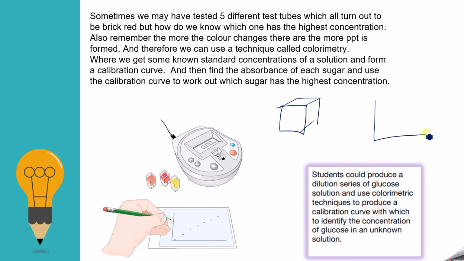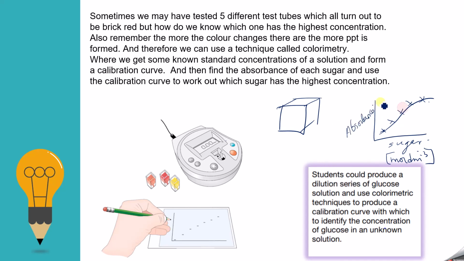So basically we're getting known values and plotting them, so we get a calibration curve. So we can plot a graph of absorbance against sugar concentration, in whatever unit, usually moles per decimeter cubed. So we've got our sugar concentrations. We don't know what the sugar concentration is, so we can look at the absorbance, how much light it absorbs.